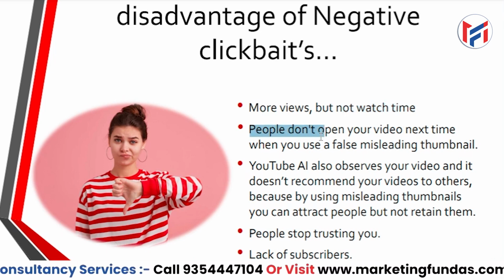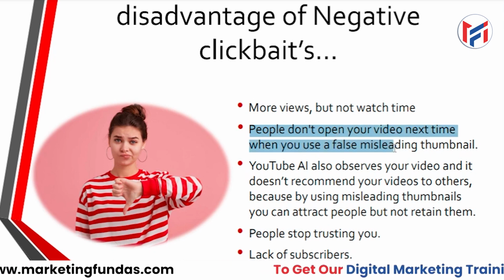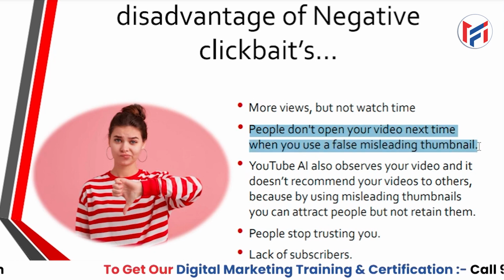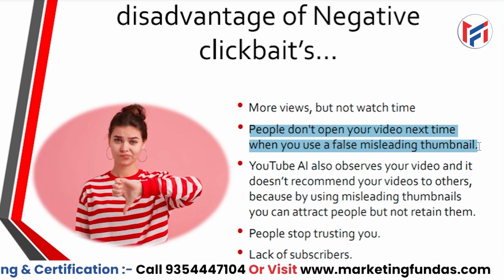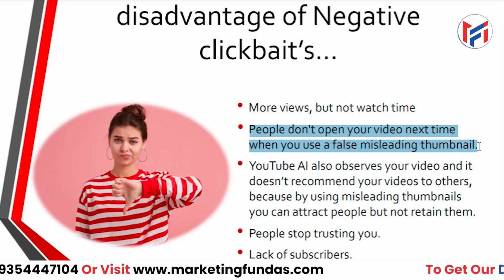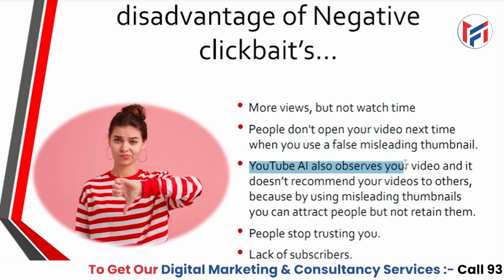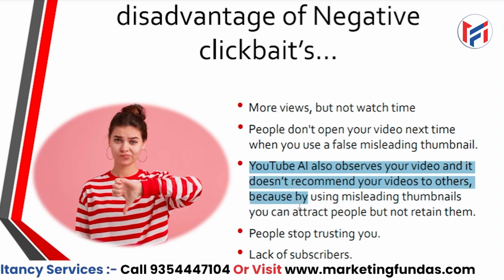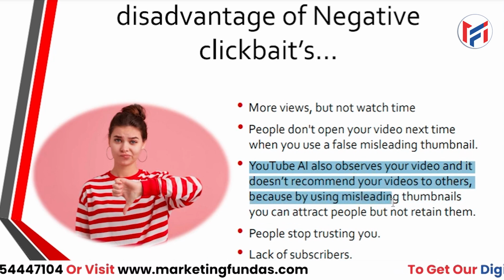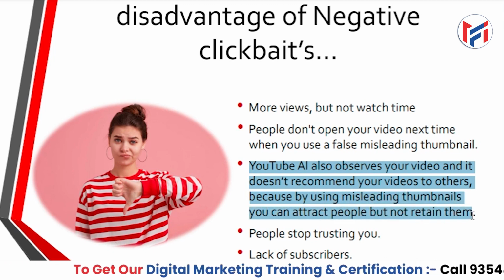Then the second point is people don't open your video next time when you use a false, misleading thumbnail. Definitely, if you are using false and misleading thumbnails, then they will not open your videos the second time, right? YouTube AI also observes your video and doesn't recommend your videos to others, because by using misleading thumbnails you can attract people but don't retain them.